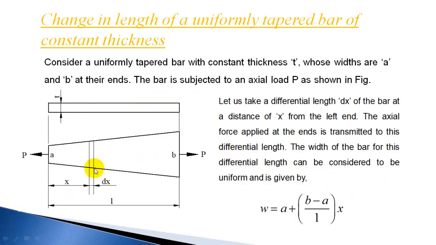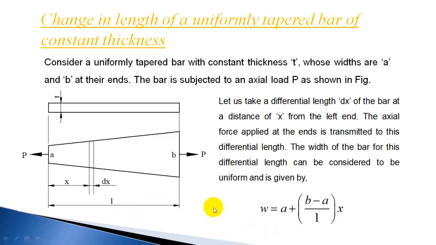So you need to find out the width here. You know the width is changing from A to B. So the total change in width is B minus A. B minus A is the total increase in width in this case. And (B minus A) by L gives the change in width per unit length, or the rate of change of width.